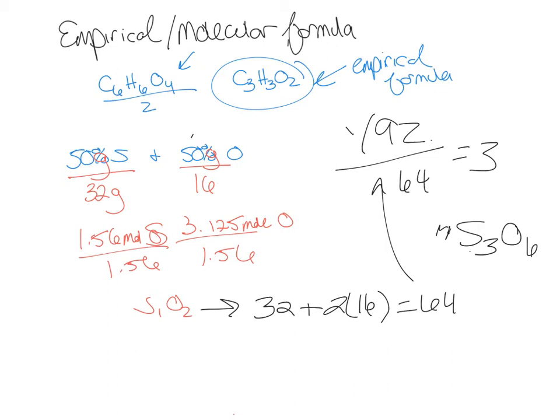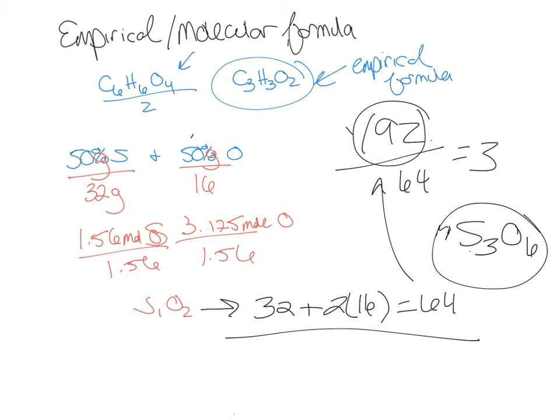I should be able to reduce that back down to my empirical formula, but I'm going to leave my molecular formula like this. So if you have an empirical and you need to find the molecular, take your empirical, find the molar mass, divide the mass you're given by the bigger number by the smaller number, and find the factor.